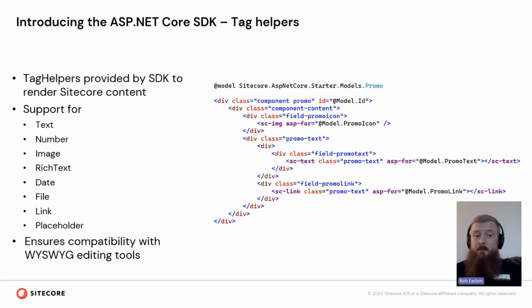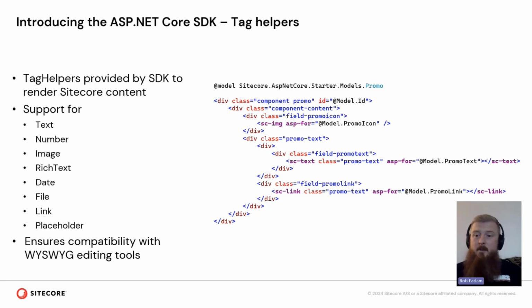Next up, we have the tag helpers. And if we stick with the same example, you can see we have the same promo component we're working with here. If you look at the top of the view, you can see we have the promo model defined there. And it's just passed in as a dumb POCO. There's no generics wrapping it, nothing fancy going on. It's all just standard ASP.NET Core functionality.